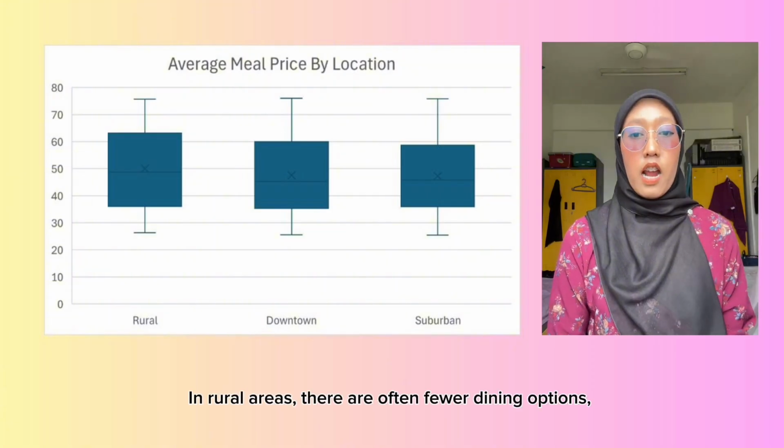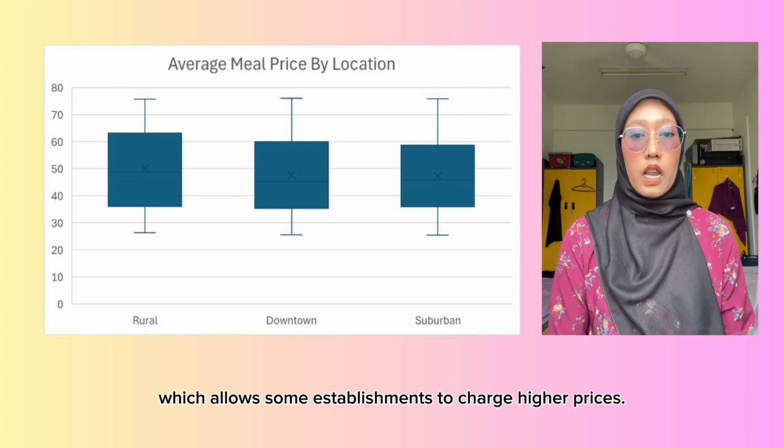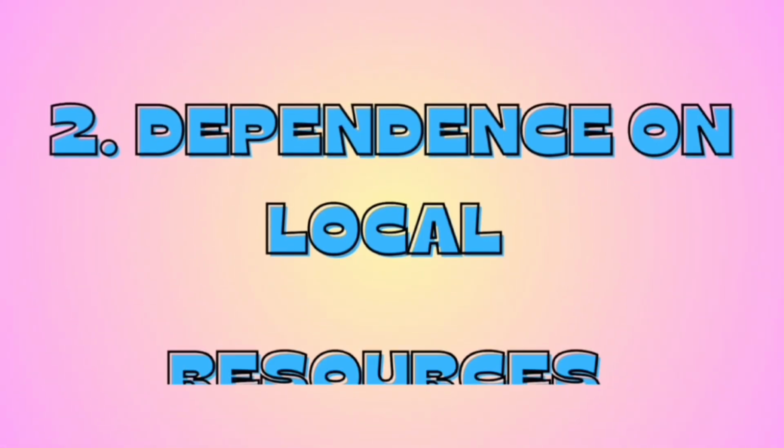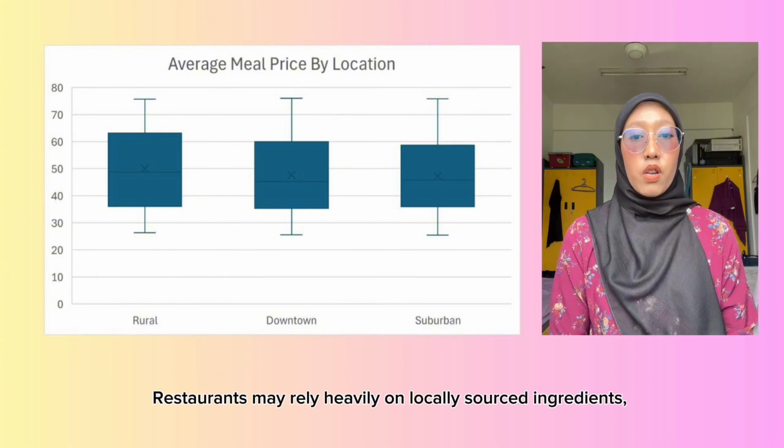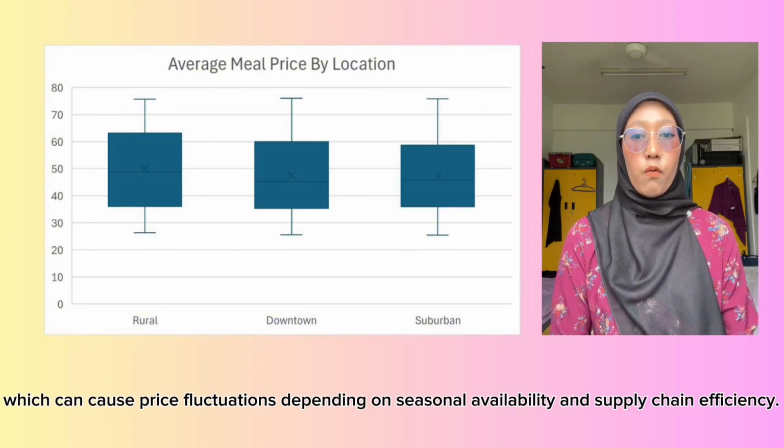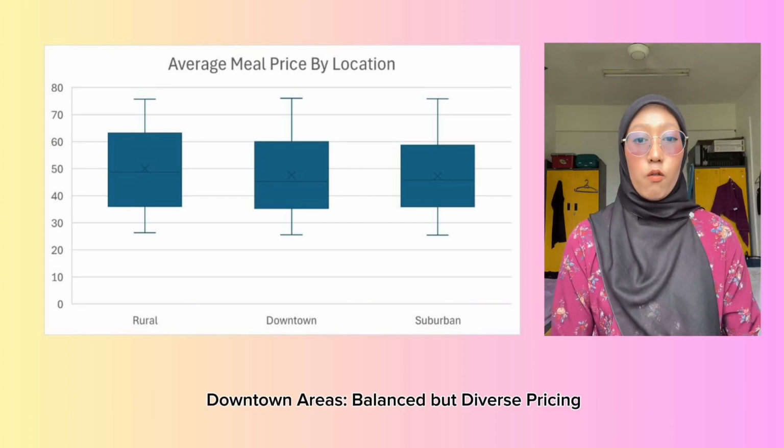In rural areas, there are often fewer dining options, which allows some established restaurants to charge higher prices. Second, dependence on local resources. Restaurants may rely heavily on locally sourced ingredients, which can cause price fluctuation depending on seasonal availability and supply chain efficiency. The second area is the downtown area.